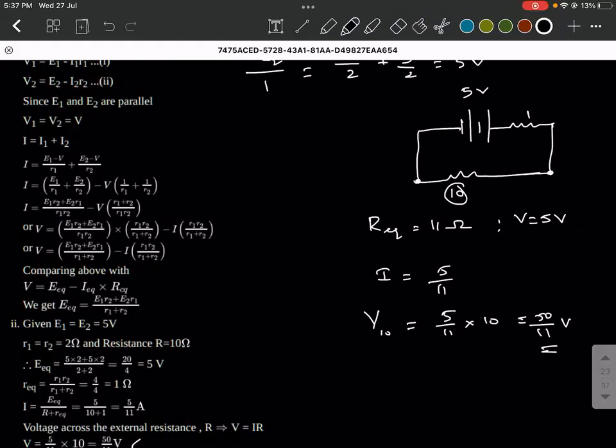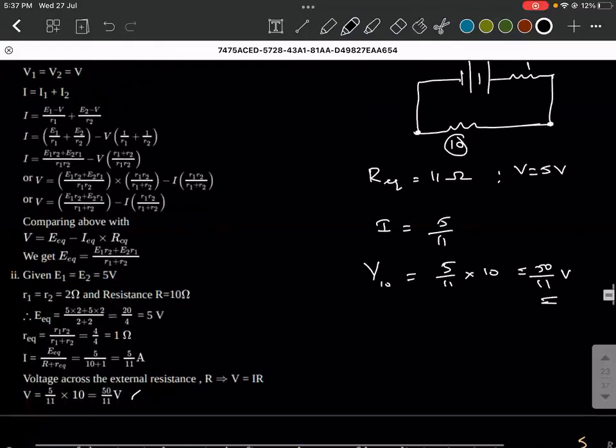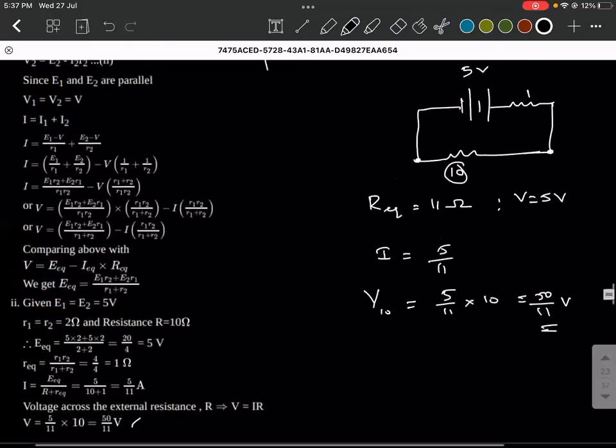School exam, I'm not sure. Board exam, you will get. School exam, you check with your teacher. So 50 by 11 volt. Am I clear with this? Right? So the derivation is given here also. It's better you refer your notes and write it again. Shall I proceed?